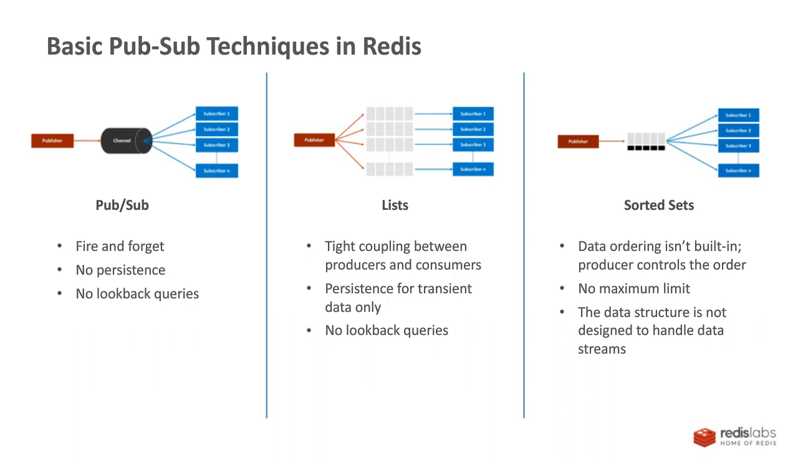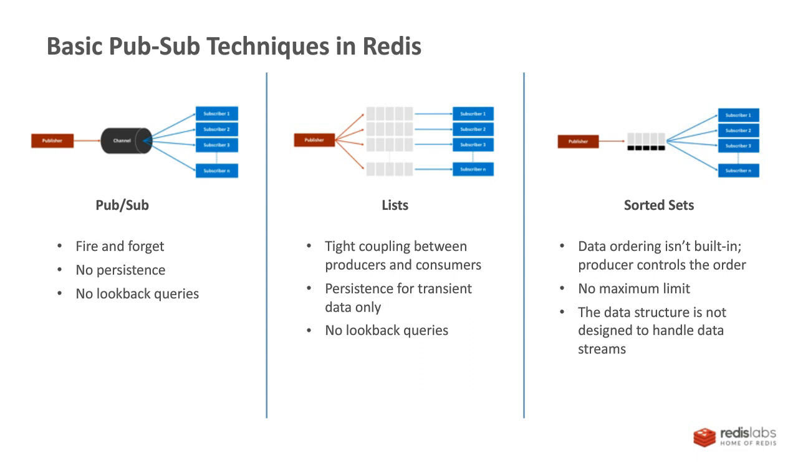The other way you could do this is through lists. Within lists, you could again have multiple subscribers, but each one has their own list now. But there's a tighter coupling, and again, there are no look-back queries here. You could also use sorted sets, but you have similar issues. Now you have to keep track of the timestamp, maybe by using the timestamp as one of the attributes within your sorted sets.